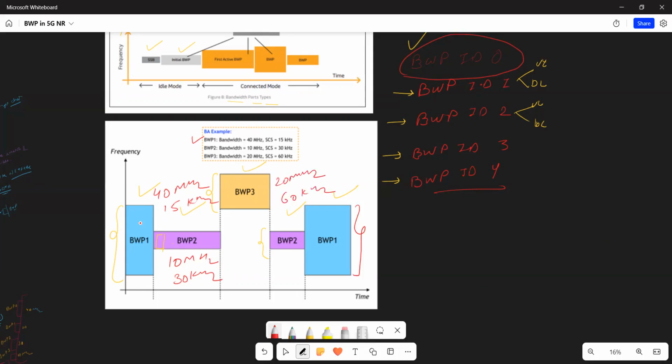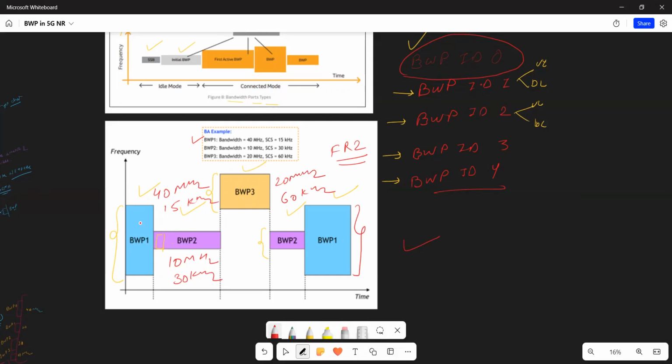Now you understand for which frequency range this 60 kilohertz subcarrier spacing is used. This belongs to FR2. So according to the need of the UE, it can be assigned a different BWP from the network, or it can be switched to a different BWP as per the data requirement. That we have already discussed.